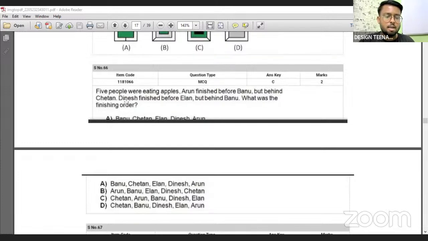But behind Chetan. Dinesh finished before Ellen, but behind Banu. Okay, see. Now we will arrange in these sort of questions. So it's telling first what we have. Arun finished before Banu. So we will write B over here. And Arun was finished before Banu.